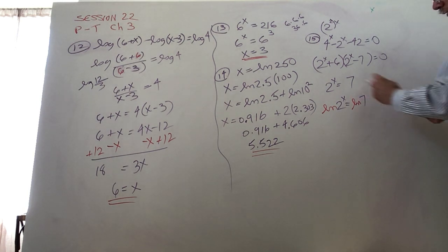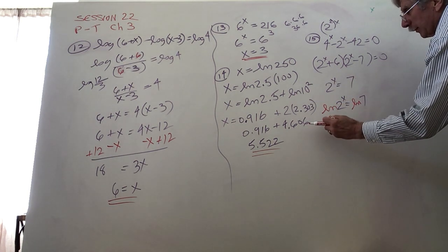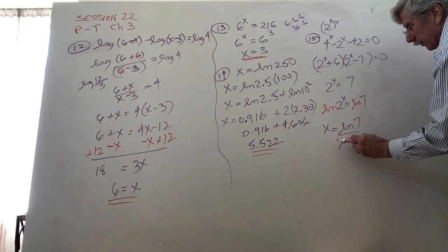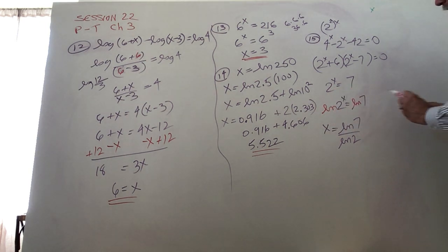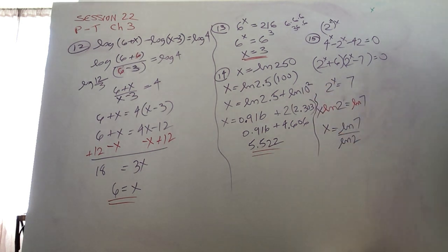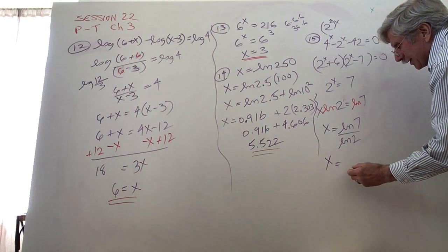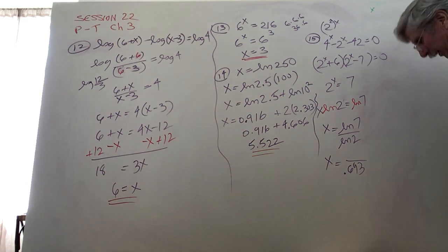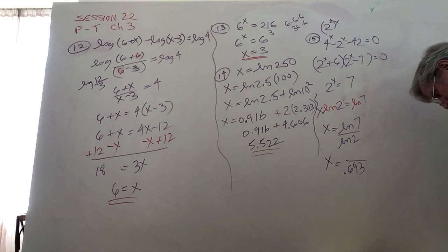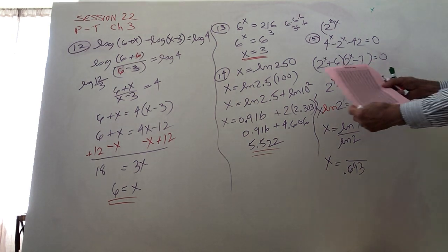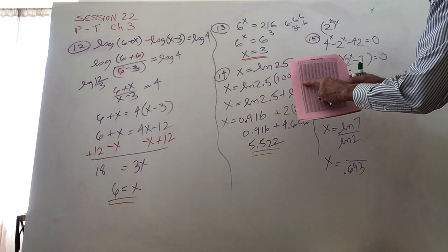And then what you do is the x will come forward, and you have natural log of 2, and divide by natural log of 2, okay? So x equals natural log of 7 over natural log of 2. The x would come forward here, and we divide both sides by the natural log of 2. Natural log of 2 is 0.693. Let me find the natural log of 7 first. Natural log of 7 is 1.946.